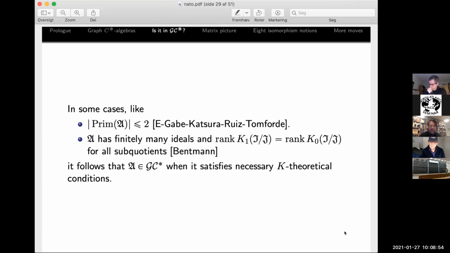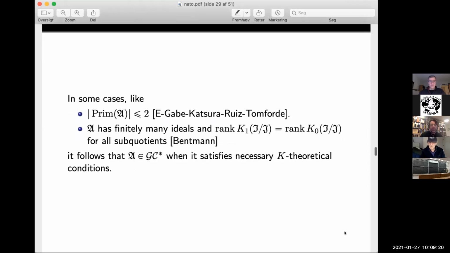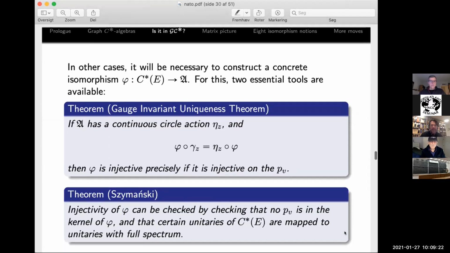Actually, Rasmus Bentmann did it in the Cuntz-Krieger case. So if you have something that looks like a Cuntz-Krieger algebra, not necessarily simple, then on the K-theory, it is a Cuntz-Krieger algebra. So these kinds of results exist, but we don't have a lot of them. So I think if you want to use this result in studying a concrete C-star algebra, then it's more likely that you're going to have to find an isomorphism yourself.